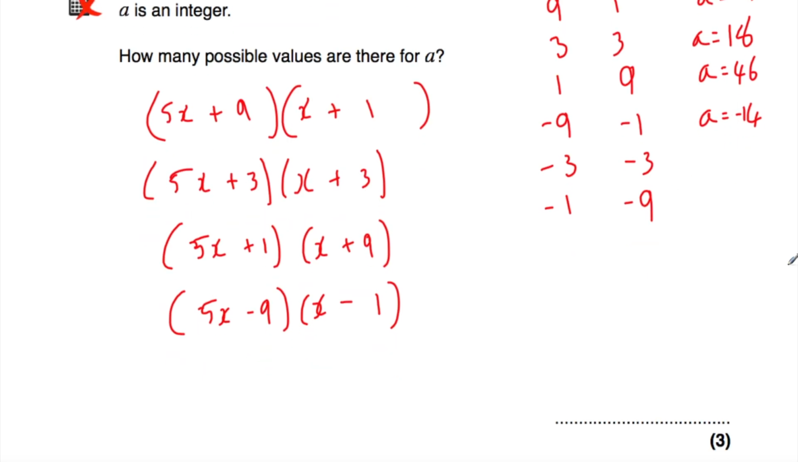Let's just check and see. So here, if we have 5x minus 3 and x minus 3, 5x times minus 3 would be minus 15x, minus another 3x would be, indeed, minus 18. That would be equal to minus 18.